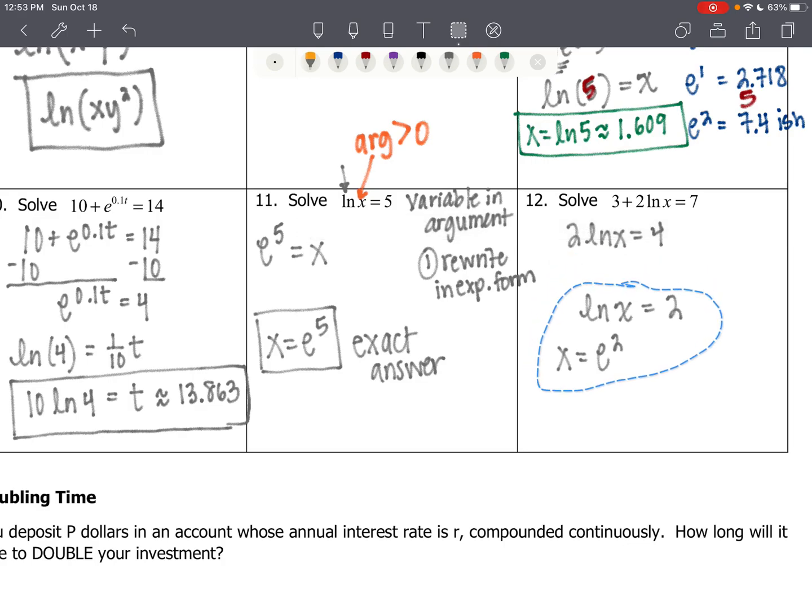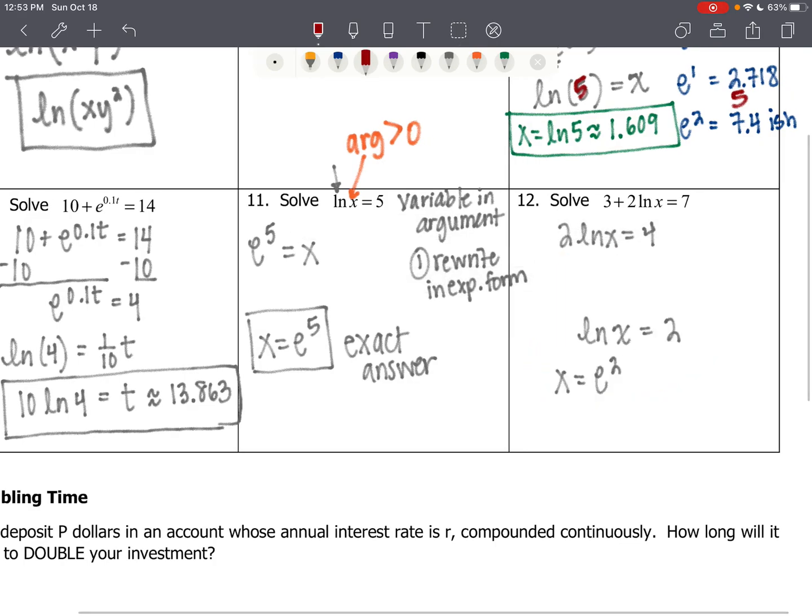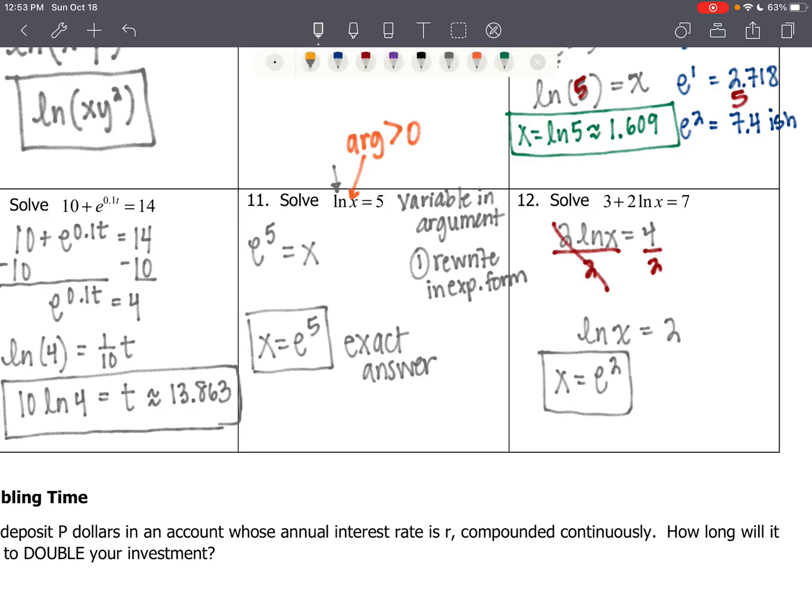Let me show you what I did here in red. I divided both sides by 2. So you can divide by the coefficient of your natural log. And then we'll box it and we call it a day.